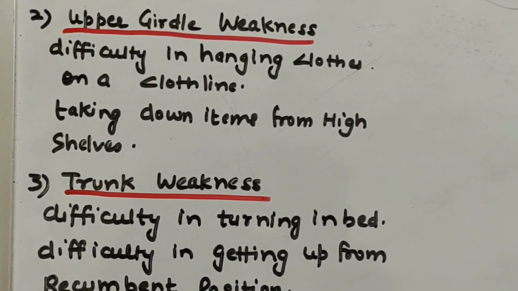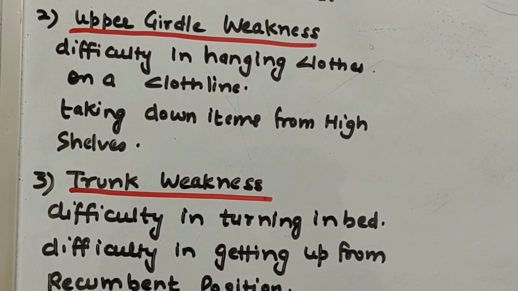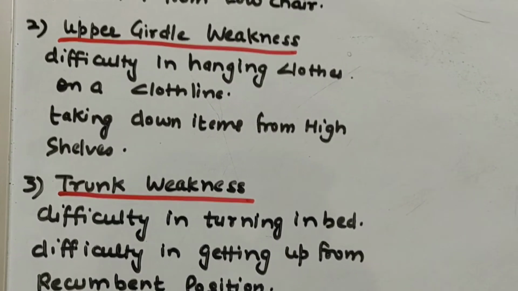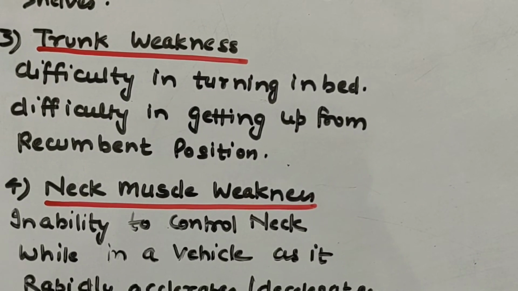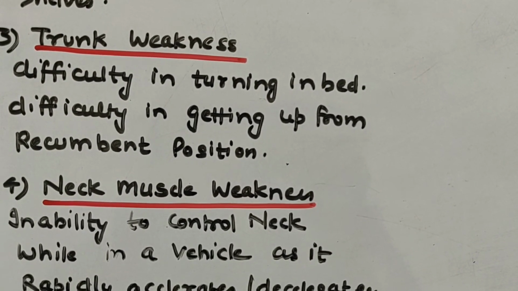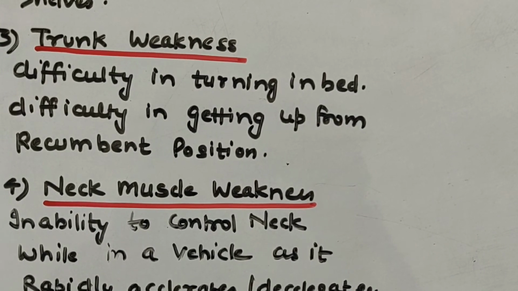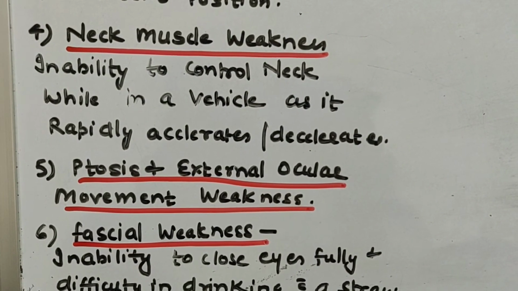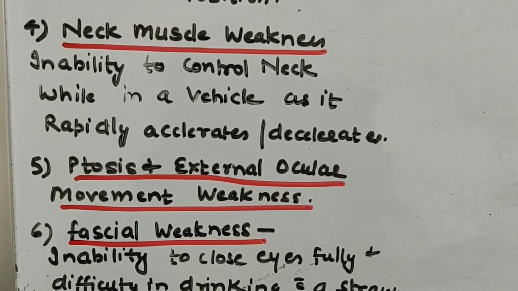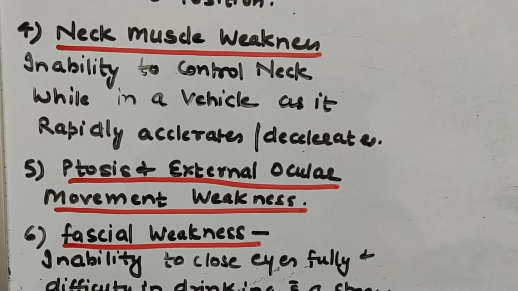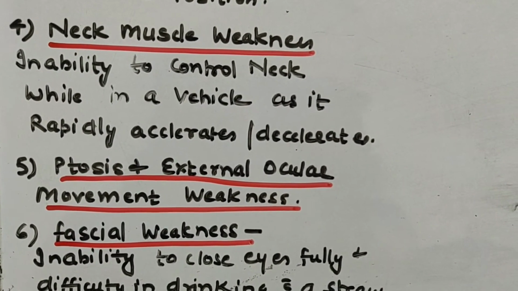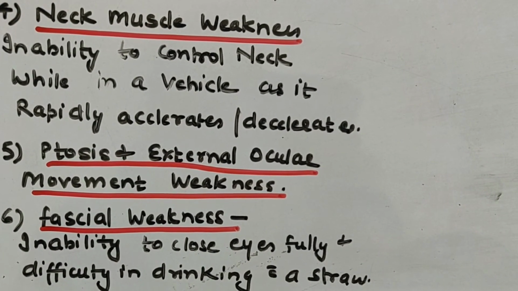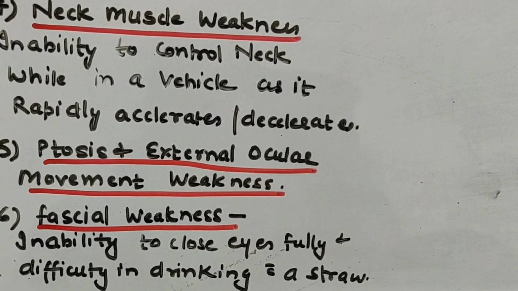Upper girdle weakness: difficulty in hanging clothes on a clothesline, taking down items from high shelves. Trunk weakness: difficulty in turning in bed, difficulty in getting up from recumbent position. Neck muscle weakness: inability to control neck while in a vehicle as it rapidly accelerates and decelerates. Ptosis and external ocular movement weakness, facial weakness, inability to close eyes fully, and difficulty in drinking with a straw.